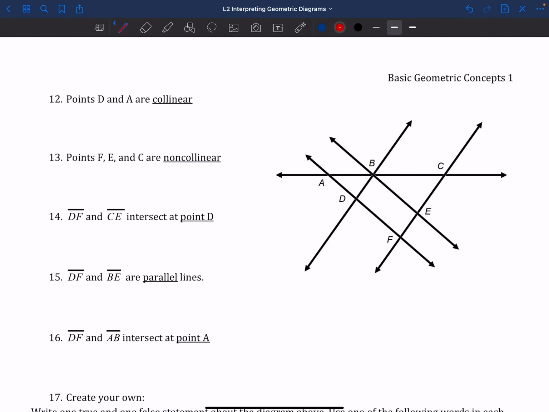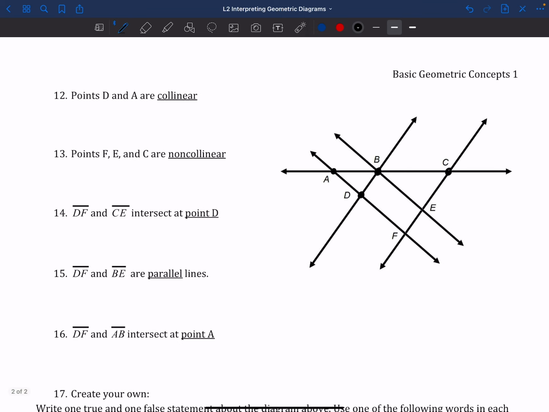Ooh, so this one's got a whole bunch of lines crossing each other, right? Where those letters are, that is talking about these different points of intersection, right? Having the dots there is kind of a formality. If they're not there, you're still talking about where they cross usually. So points D and A are collinear. I mean, they seem to be, right? If I'm looking at them, they seem to be on that same line there. That sounds pretty true to me.